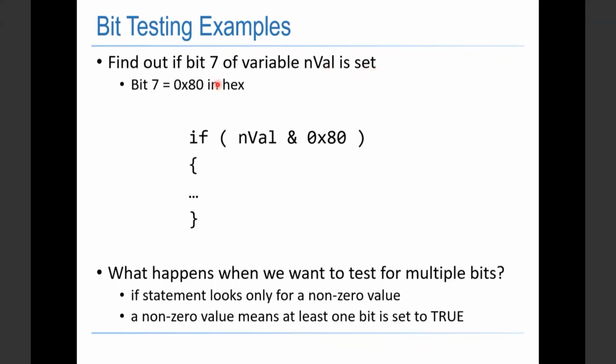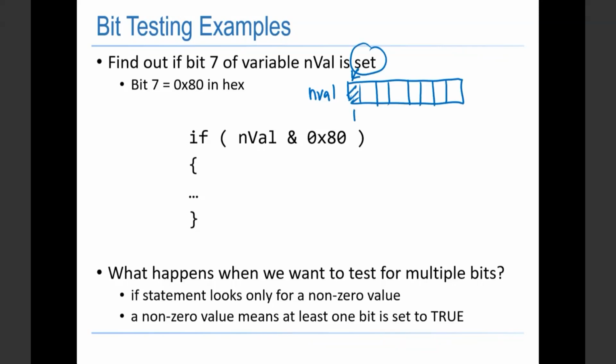So how to do that? You need to check by using the if statement. If nval, it ends with this number. Why this number? Because you're going to check your nval. So this is your nval, it's an 8-bit number. Now you focus on bit 7. You're going to check only this bit, whether it is set or not.